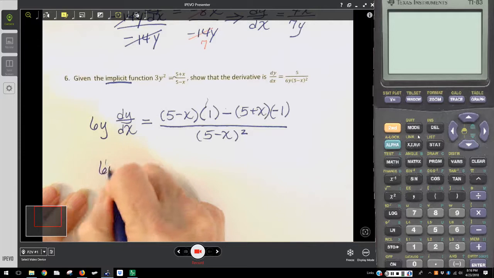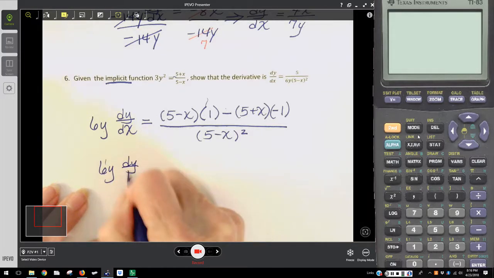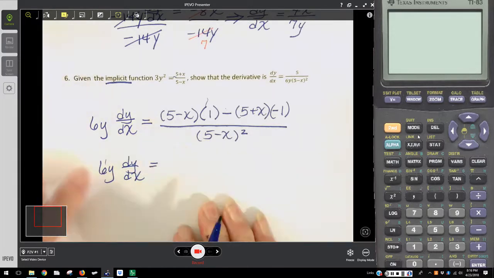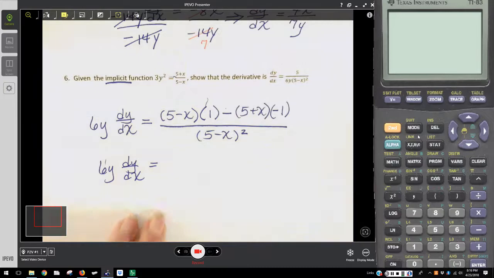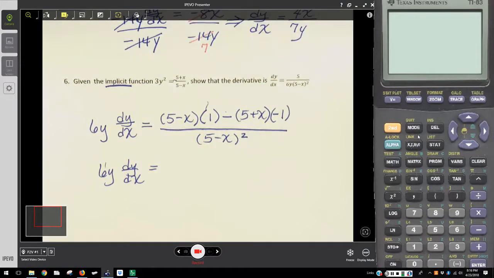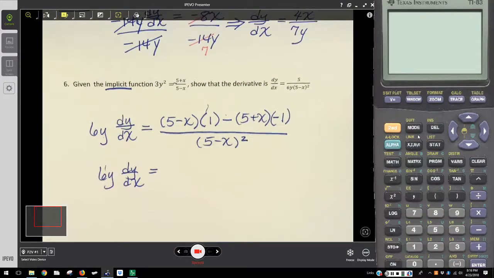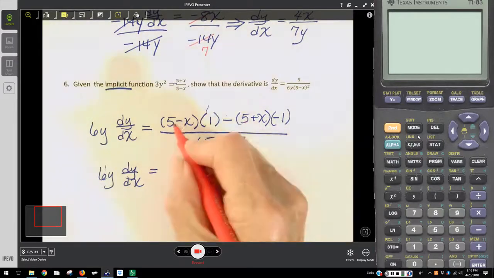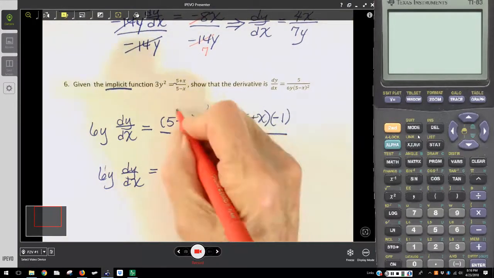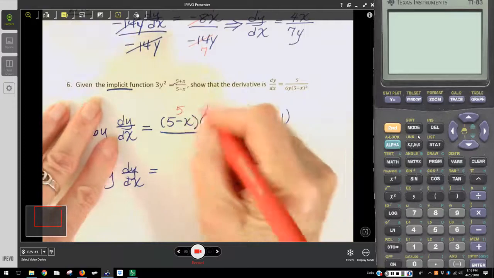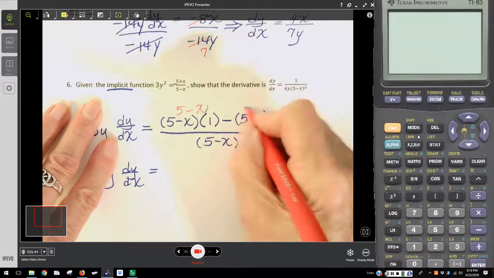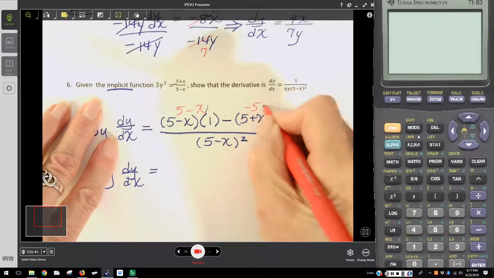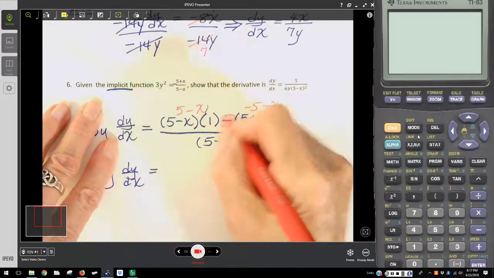So 6y dy/dx. Before we try to do anything with this 6y, and that's not 6 prime, that's just 6y, we really need to clean this up so that we can more easily divide both sides. So what we're going to do is, 5 times 1 is going to be 5. Minus x times 1 is minus x. 5 times minus 1 is negative 5. And x times negative 1 is negative x.